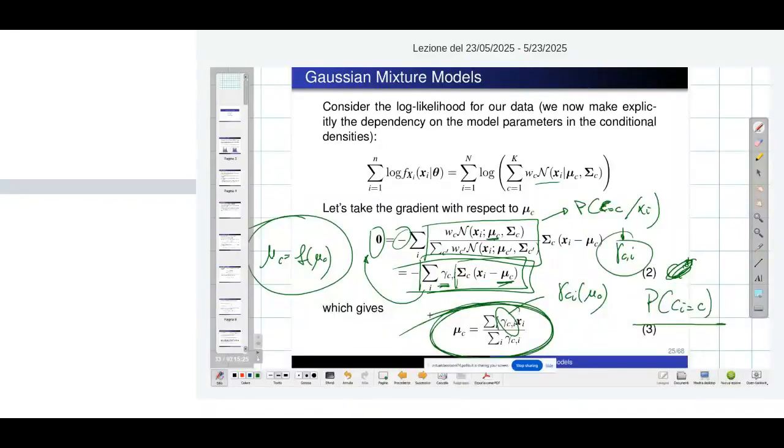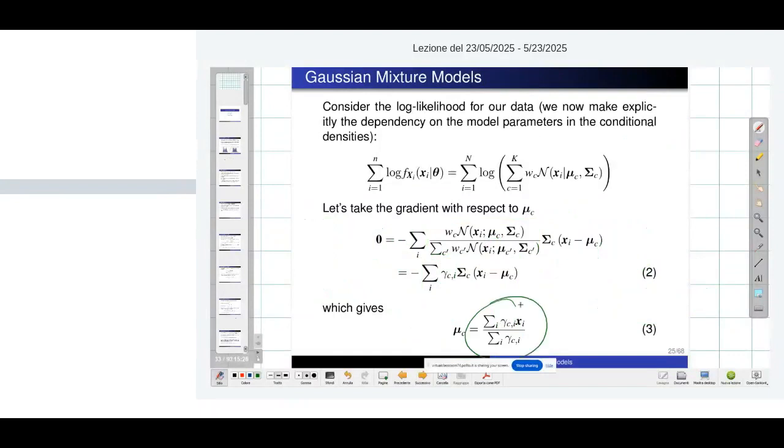Now, if I give you the gammas, you can compute these terms. So if I give you cluster posterior probabilities, you can compute mu c. It's a weighted sum of the samples. And notice that it's an interesting expression. Each sample is weighted by how much? By the corresponding cluster posterior probability. And I divide by what? Here I have a sum of the samples weighted by the posterior probability, and here I have the sum of the posterior probabilities, which corresponds to what?